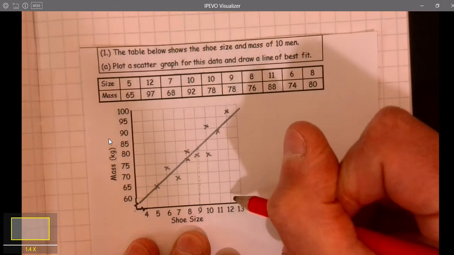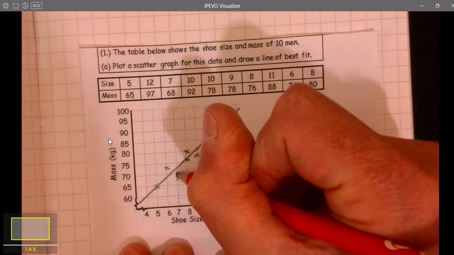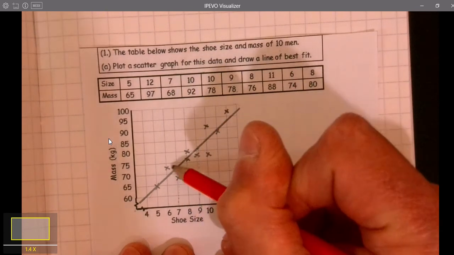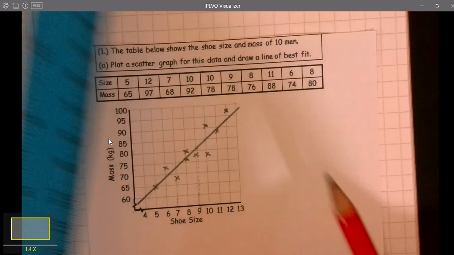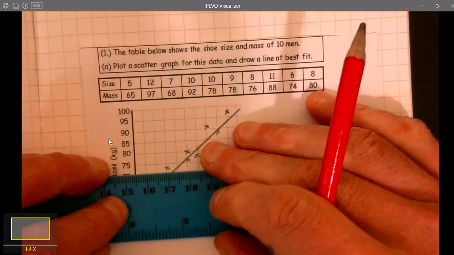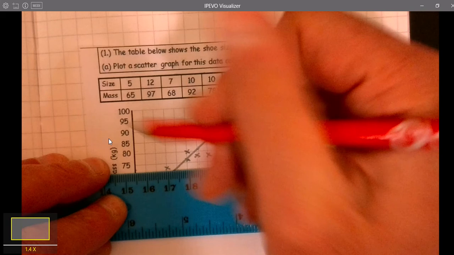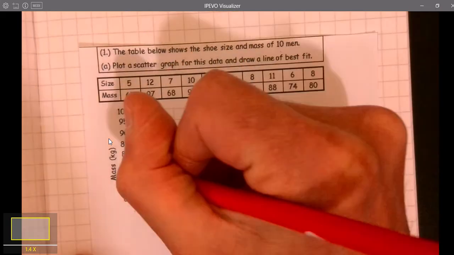What about if I've got somebody who's got shoe size 7? I just do exactly the same, and I would say about 73 kilograms. I suggest you get your ruler out and actually try and line it up. It'd just make your life a little bit easier when you're doing this.